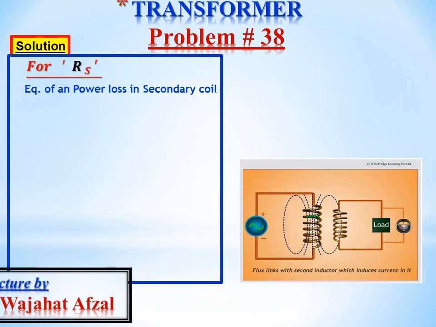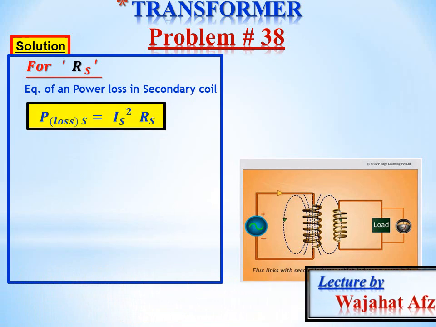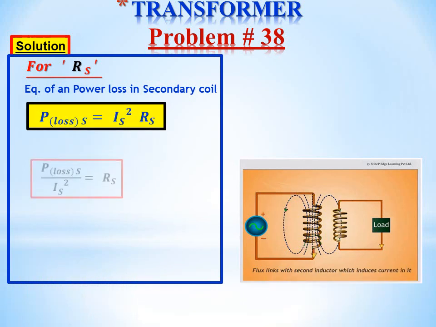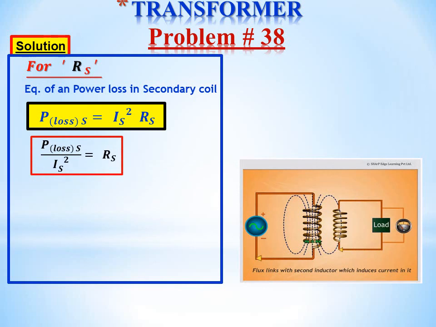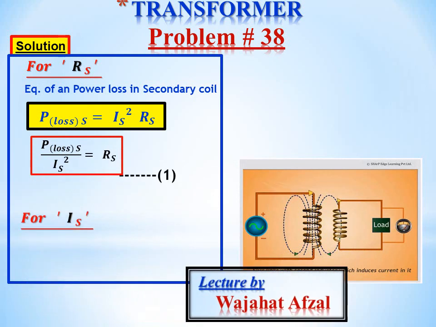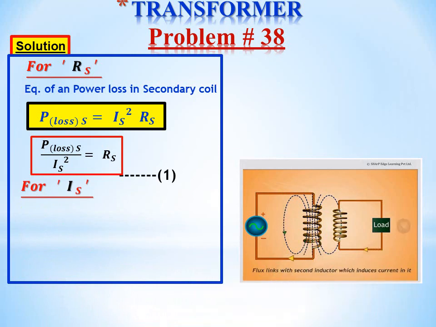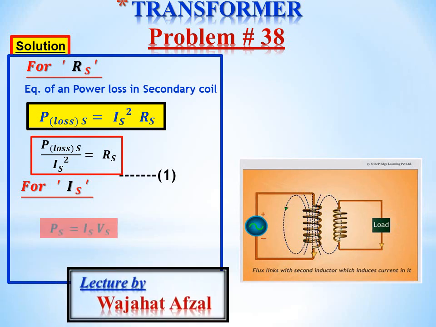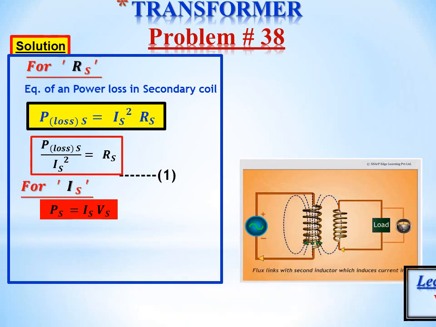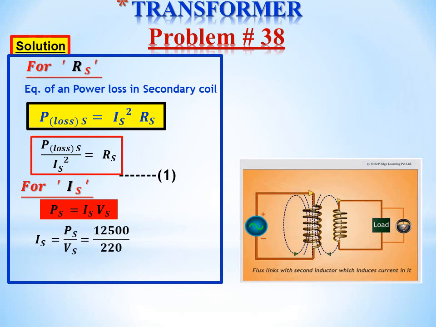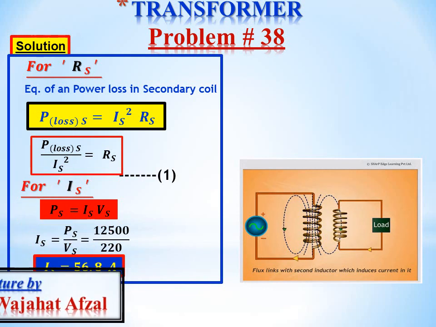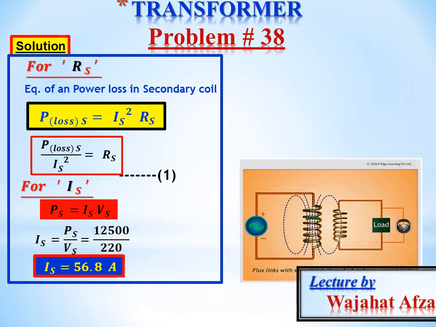Okay, now for RS, using equation of power loss in secondary, that is P loss S is equal to IS square RS. So RS will become P loss secondary divided by IS square, but IS is also unknown. तो अब हमें IS find out करना पड़ेगा. Now we have to find out IS. So for IS, using general power formula of the transformer of the coil, that P is equal to IV or PS is equal to IS VS. So IS will become PS upon VS, that is IS is equal to 56.8 ampere.